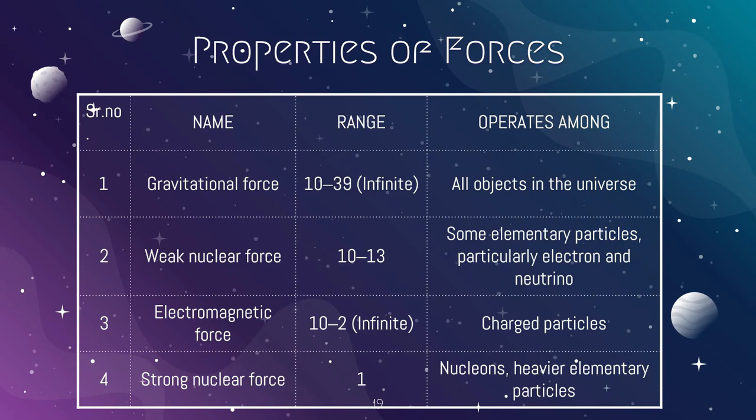And the third force we are having is electromagnetic force. Its range is 10 raised to power minus 2, and it works between charged particles. And the next force we are having is strong nuclear force, of range 1, and it works among nucleons, heavier elementary particles. So this is the property as well as the ranges and the areas where these forces work. So it's all about the properties of the forces.